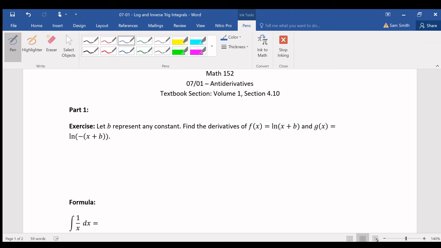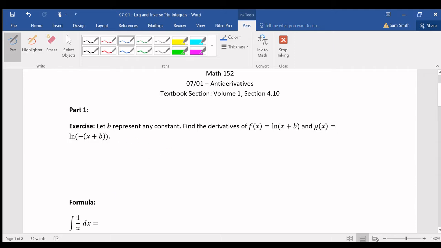So let's talk about the kind of functions whose antiderivatives are logarithmic functions. And just to get our thinking straight, let's start by taking the derivatives of a few logarithmic functions. Let's go in the forward direction and let's see what happens. Let b represent any constant.